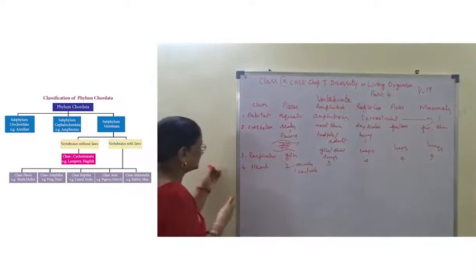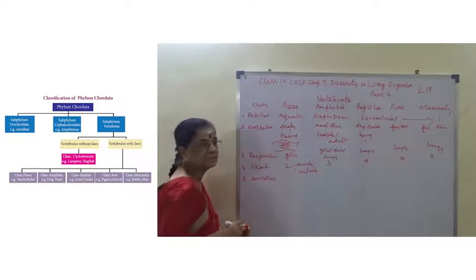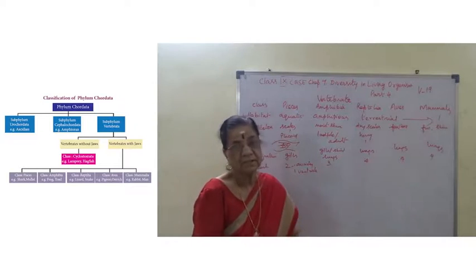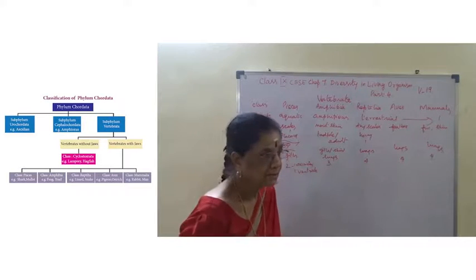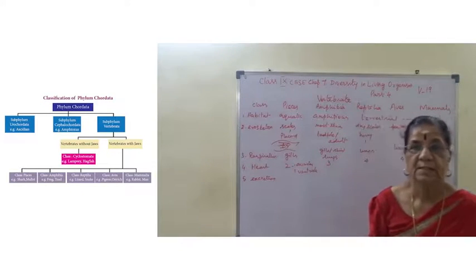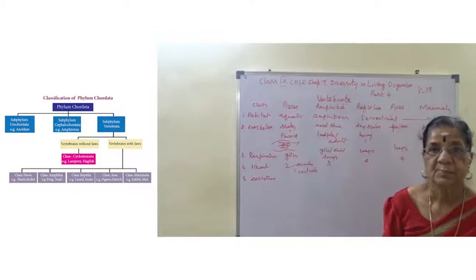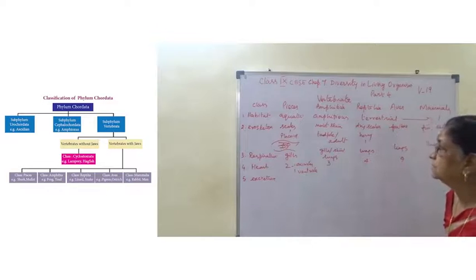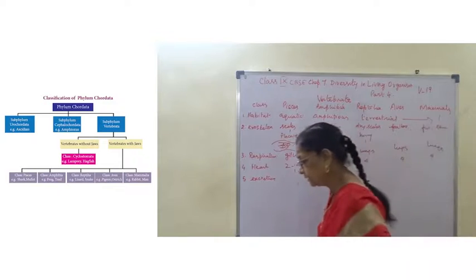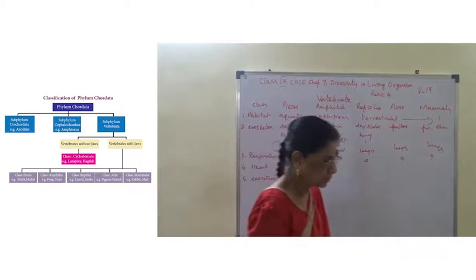So next is excretion. Excretion is the same for all. Excretion is by a pair of kidneys. Here also kidneys. Whereas in mammals, another excretory product is sweat. Sweat is also a type of eliminatory product. Okay, so sweat is another eliminatory product. And reproduction, all of them show sexual reproduction. All the five classes show sexual reproduction. I hope you are able to follow this.